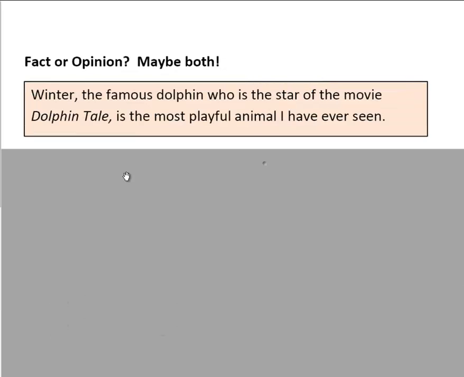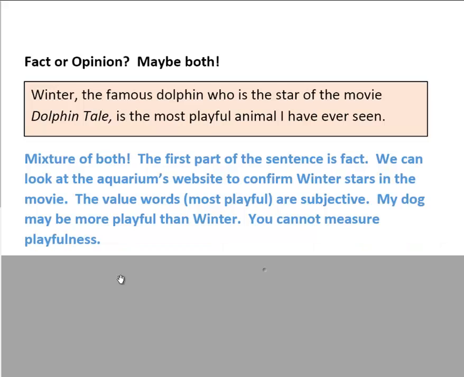Here's another one. Winter, the famous dolphin who was the star of the movie Dolphin Tale, is the most playful animal I have ever seen. Fact, opinion, or both? This one is a mixture of both. The first part of the sentence is a fact. We can look at the aquarium's website to confirm that Winter the dolphin stars in the movie. But right here we have a value word, most playful. I might have a dog that I consider to be more playful than Winter. You can't really measure what playfulness actually is, so those are value words. So this statement is a mixture of both.